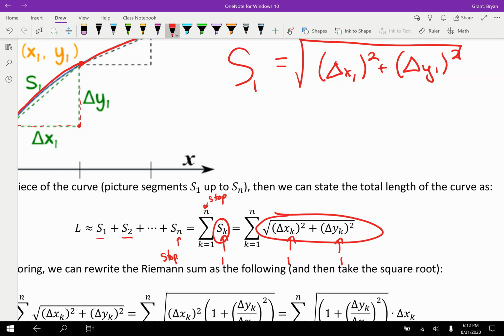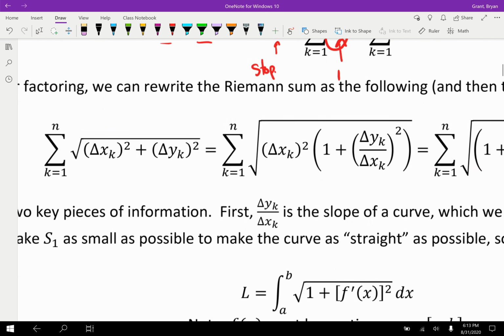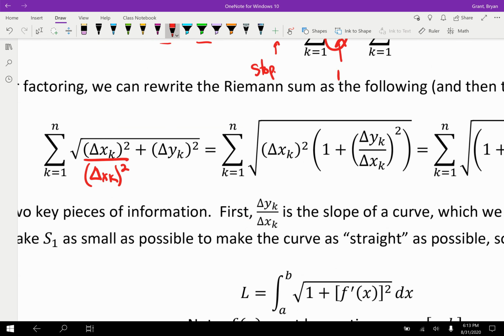So now we have a nice formula here in terms of x and y. But we're not done yet. We're going to try to make this easier. One of the issues of this formula is that it has both x and y in it, so we're going to see if we can simplify that, and we do it with some clever factoring. In particular, we're going to divide out a delta x sub k squared from each of these. Now, we can't really divide something out, because if you divide something out, you'd have to do it to the other side as well. Instead, we're going to factor this piece out.